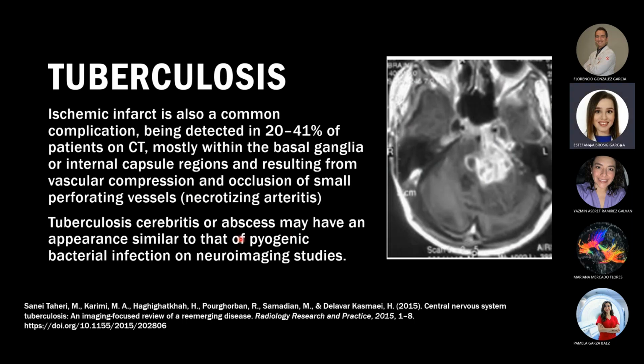Also, they mentioned that the areas of the temporal uncus were secondary to cerebritis. So we had also this finding with our patient, and it can be complicated with a cerebral abscess. Then that also can be confused with a mass or a tumor.